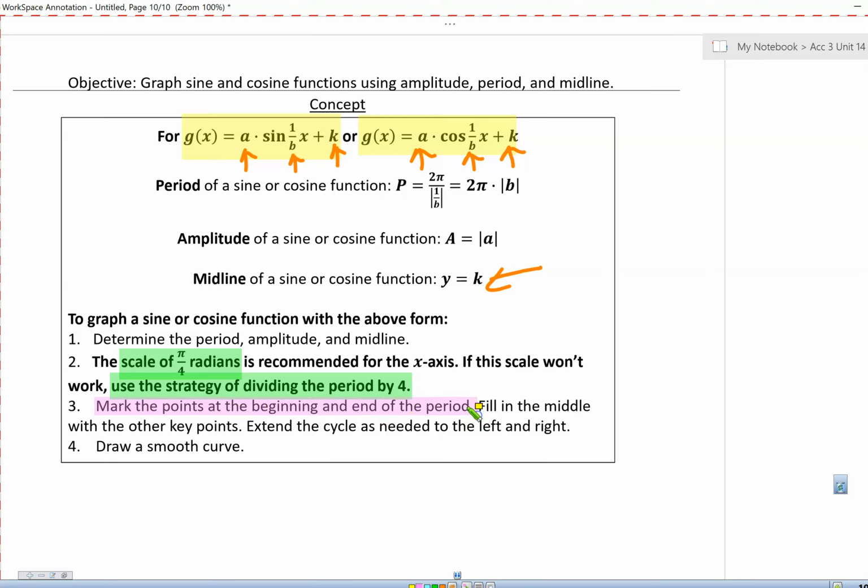So the strategy that we're going to be using is to figure out the points at the beginning and end of the first full period or cycle of the function. Then we will fill the points in between those two. We'll fill in the other key points, whatever they might be, given we have sine or cosine. And then, if necessary, we will extend our graph using the same pattern as far as necessary to the left and the right, drawing a smooth curve to connect all of those key points together.